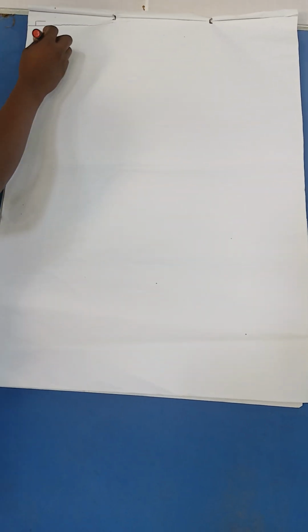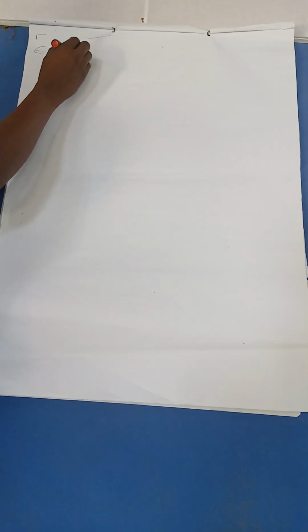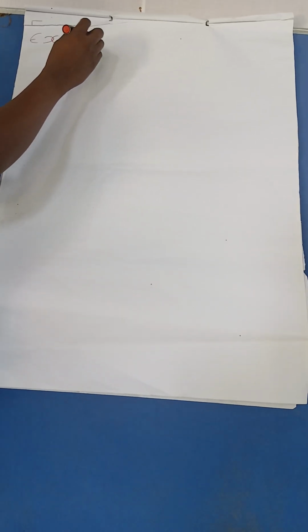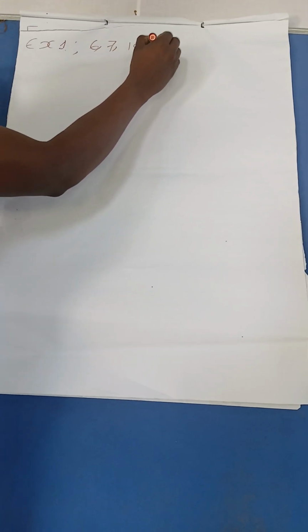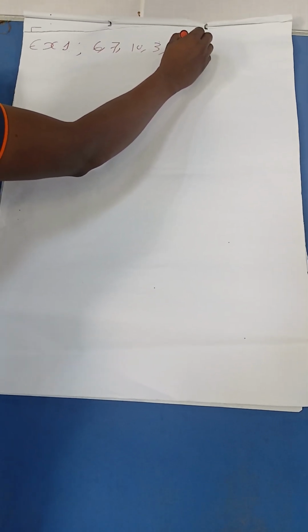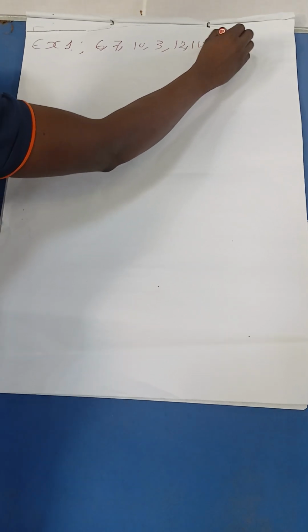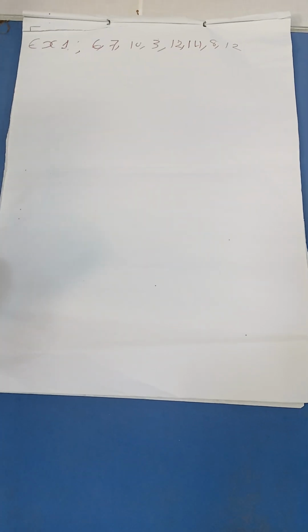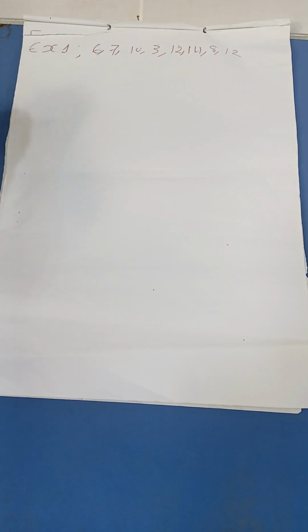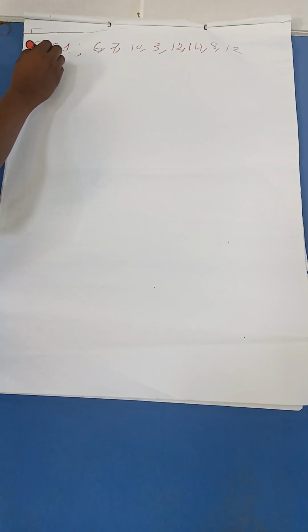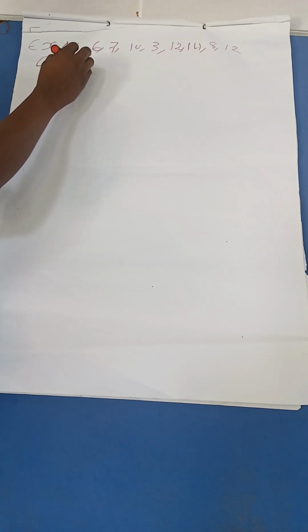Now, remember, we are still on this exercise. We have already done the coefficient of variation, and our data was 6, 7, 10, 3, 12, 12, 14, 8, 12. We want to calculate the coefficient of skewness.